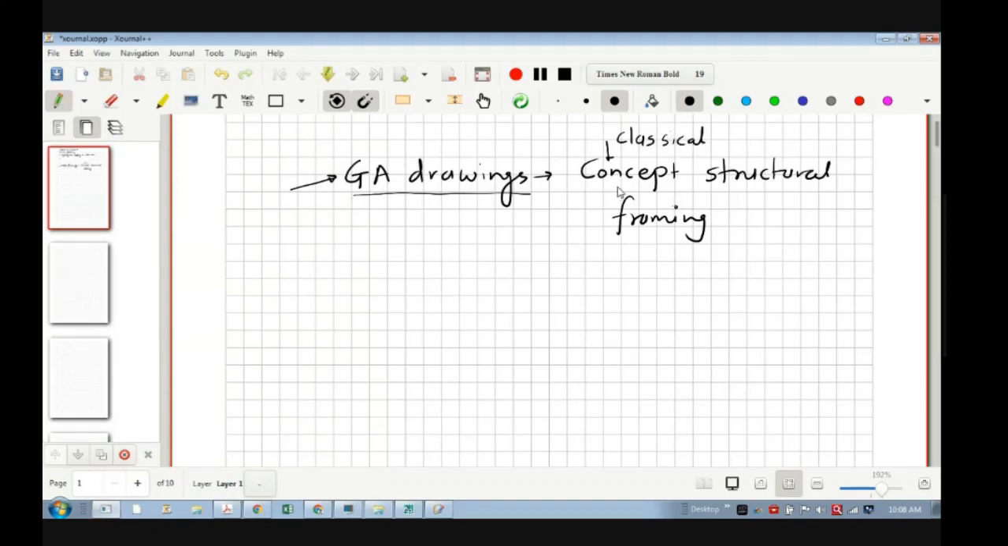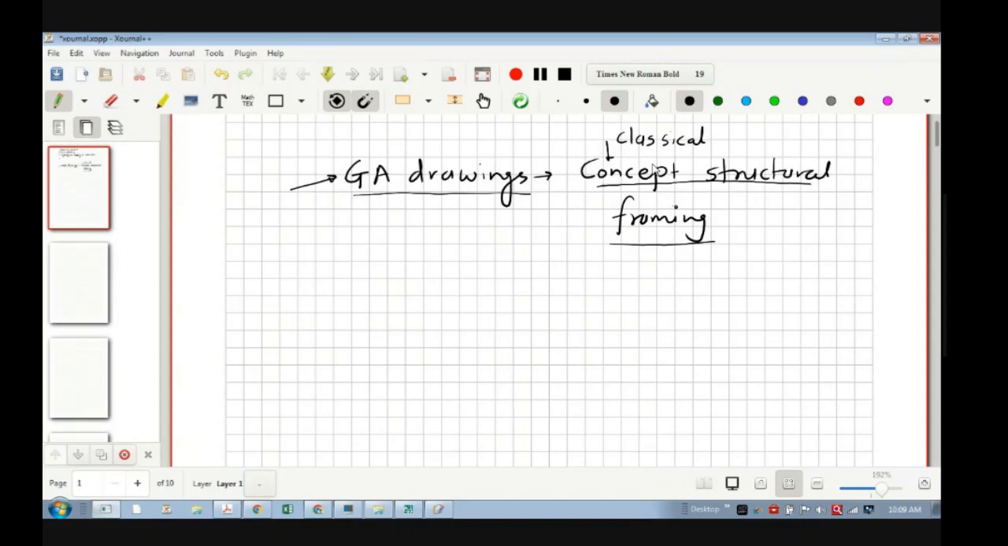Then you can develop good general arrangement drawings, because these are the drawings on which we are preparing the models, then we are doing the design drawings and everything. So if your concept is perfect in all respects, then definitely your final solutions of the structural engineering will be really good.